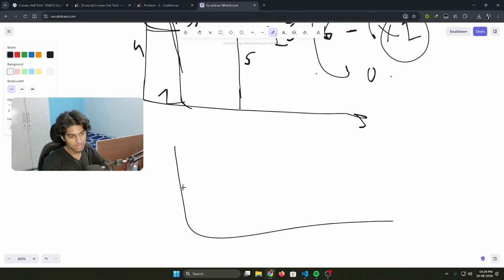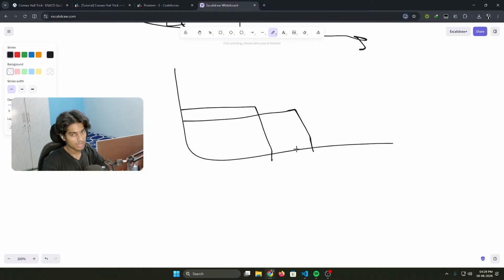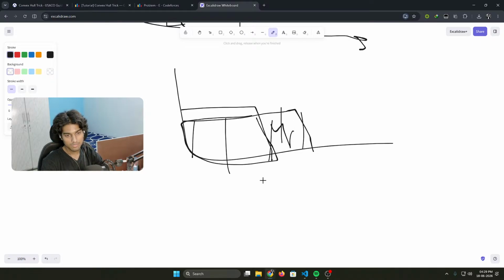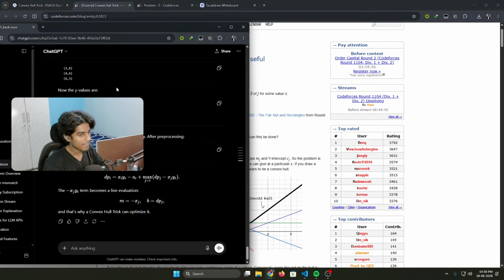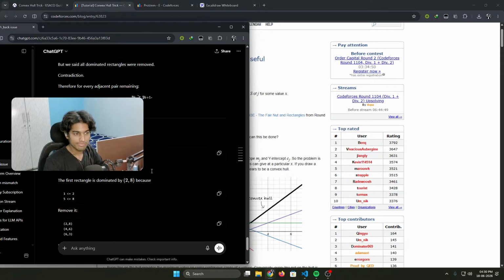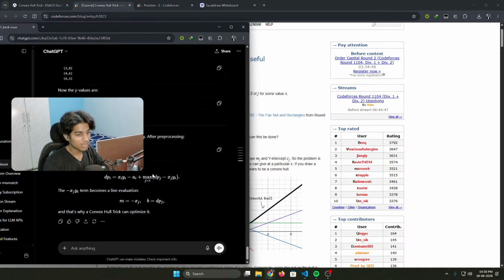Okay, so we have rectangles something like this, I believe. Right, so you take this whole area, then you try to subtract this one. So what is this one? This one is Y into X of this. Now that makes sense. Okay, fine. Okay, now we can do like convex hull here.